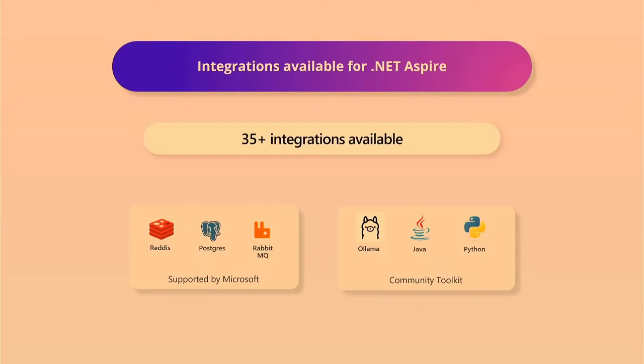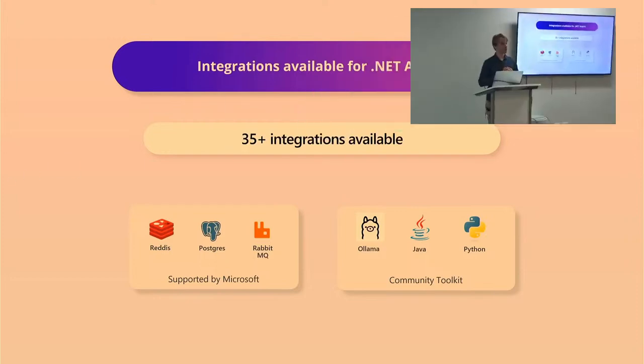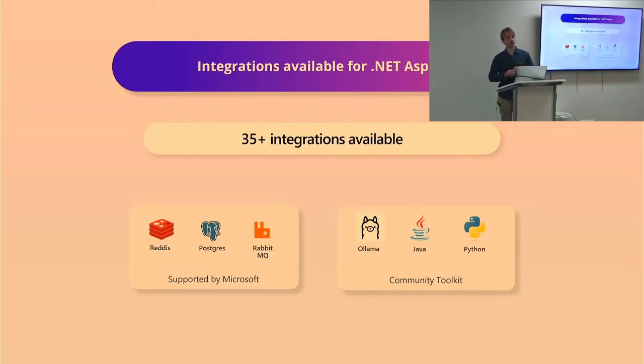Redis is not the only one. There are about 35 other integrations available. Some are supported by Microsoft, like Postgres and RabbitMQ, as listed here, and others are managed by the community and are listed as the Community Toolkit. Some of them are Ollama, Java, and Python. So basically, you could have a React front end and a Python back end, orchestrated by the .NET Aspire thing. Why would you do that? I don't know, but you can.